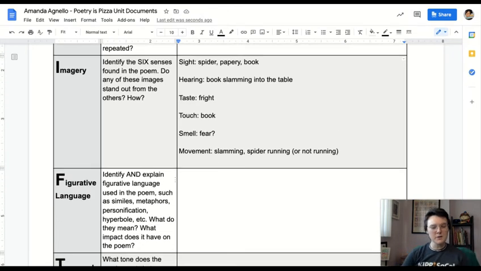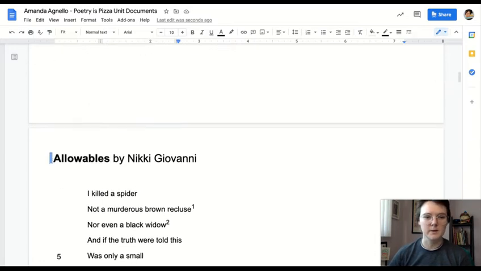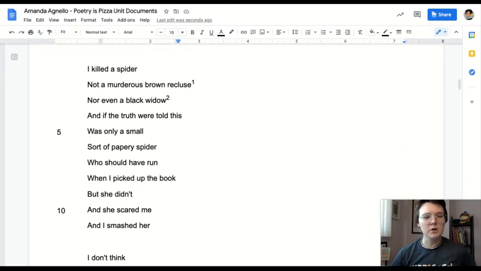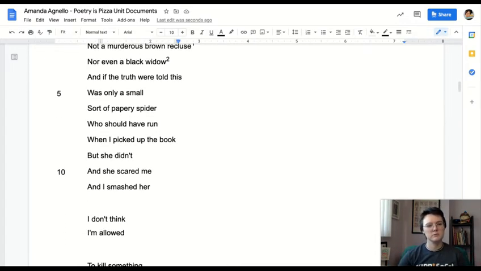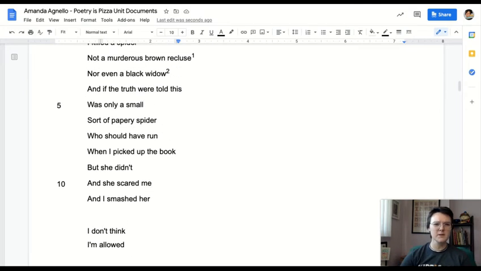So now I'm going to look for figurative language. I need to do two things here. I need to identify the figurative language, so I need to find it and identify it, and also explain it and how it's used and how it impacts the poem. So I'm going to come back to the poem, scroll back through my document, and look for some figurative language.